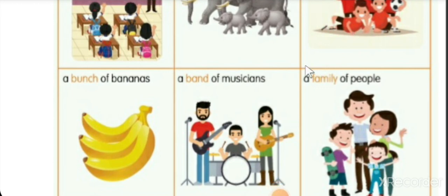Next, many bananas are together, so we call it a bunch of bananas. Similarly, many musicians, who play guitar, drums or sing, we call them a band of musicians. Like when we are together, mother, father, children, we call it a family of people.